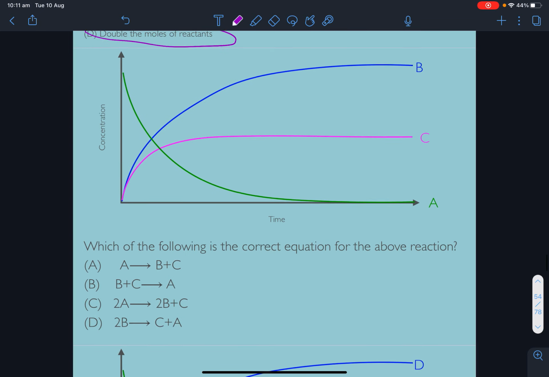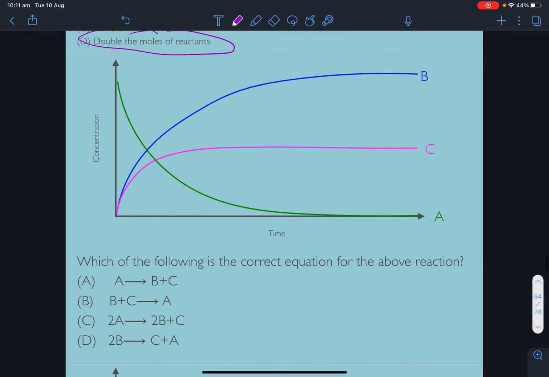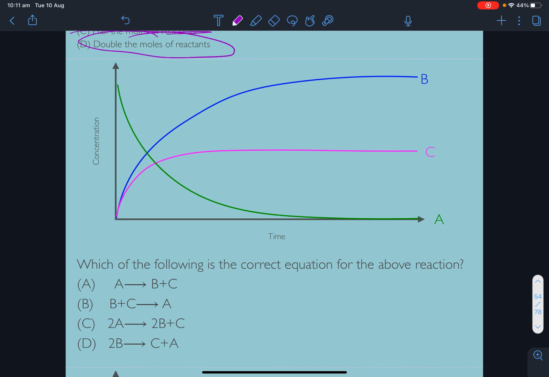Look at this concentration versus time graph. Which of the following is the correct equation for the reaction? So we've got A decreasing and B and C increasing. B and C are increasing and starting at 0, so B and C must be the products. So B is wrong and D is wrong because B and C need to be the products. So we're deciding between A and C.